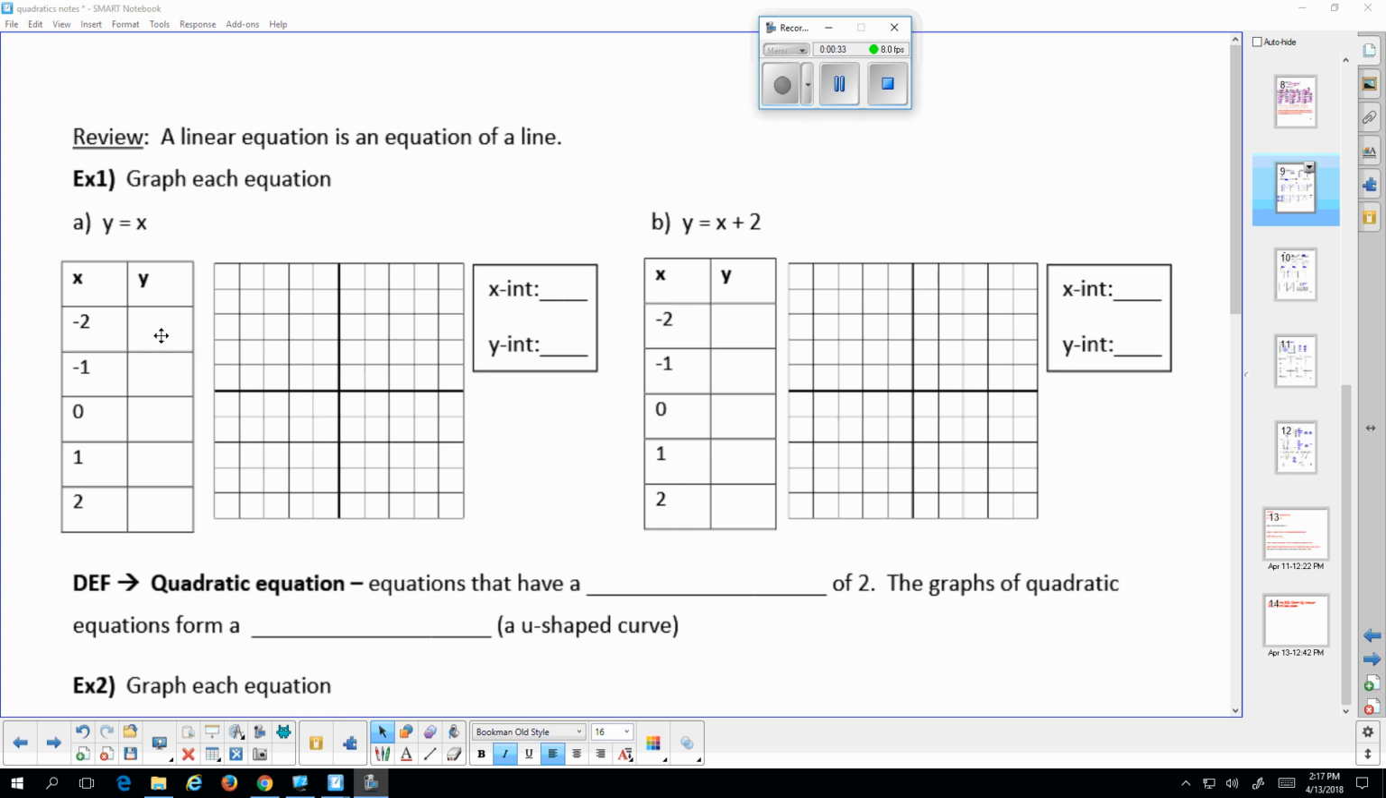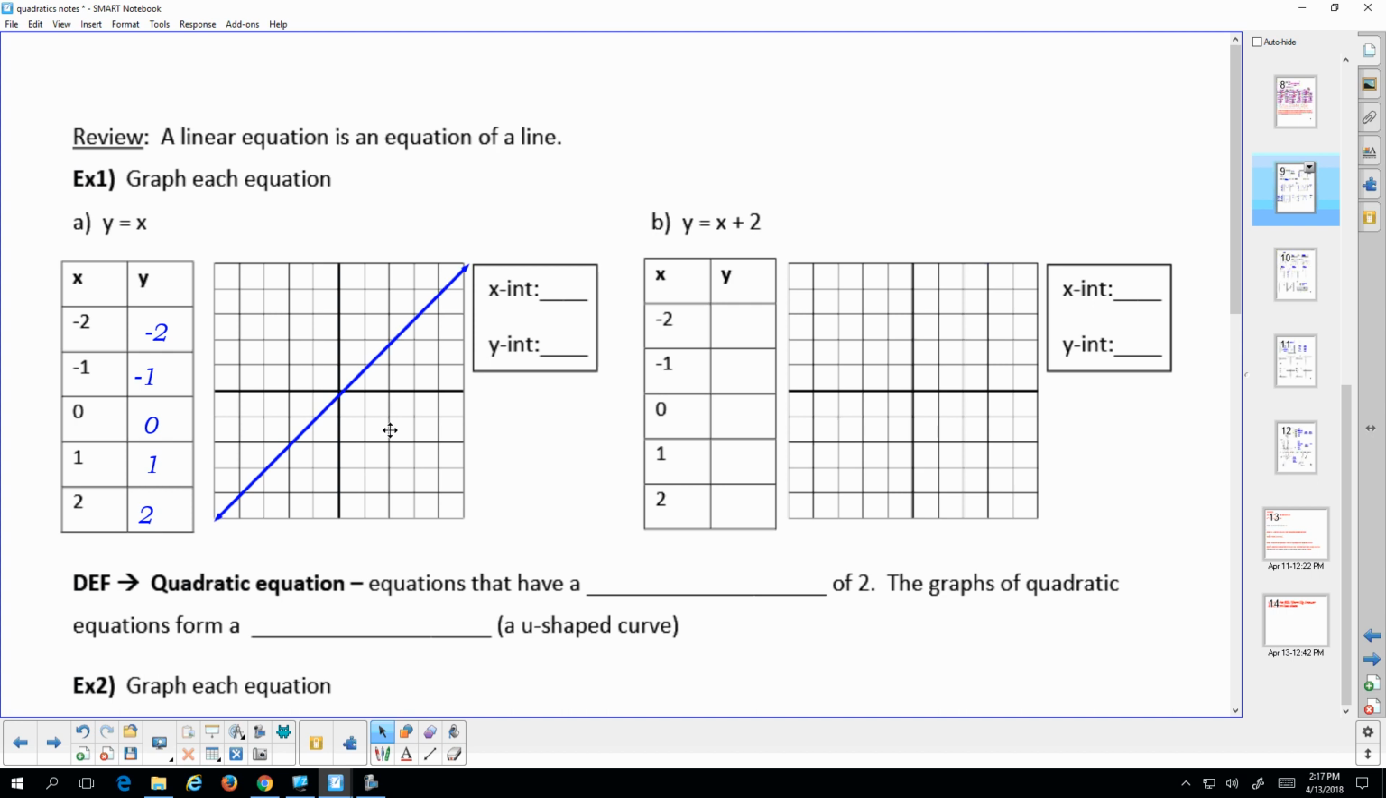All right, now when you filled out the table of values for the first one, this is what you should have gotten. And it should have looked like a straight line, like this. And the x-intercept, it crosses the x-axis at 0, 0 there. So the x-intercept is 0. And then it crosses the y-axis at 0, so the y-intercept is 0. And then in the second one, here's what your table of values should have looked like. And this is what your line should have looked like.